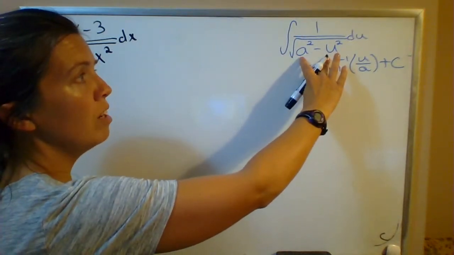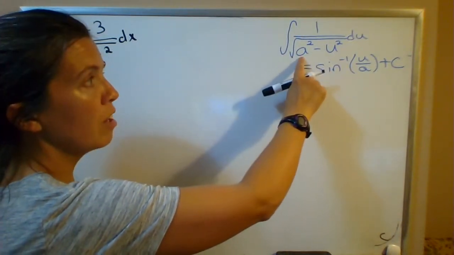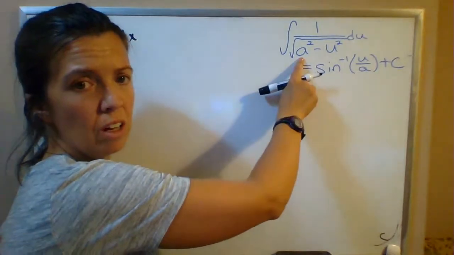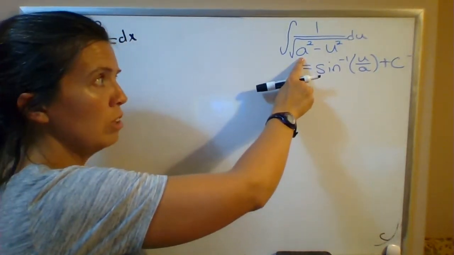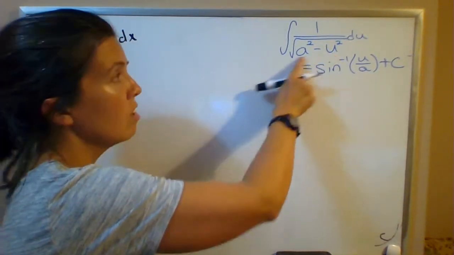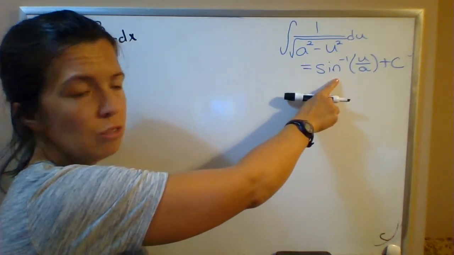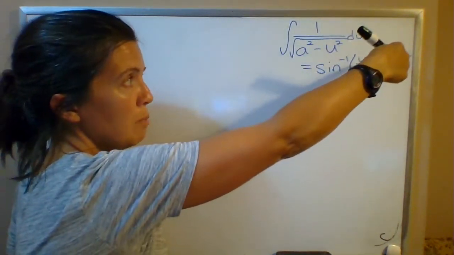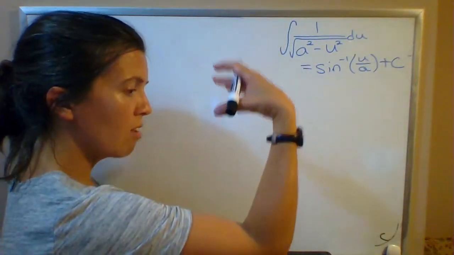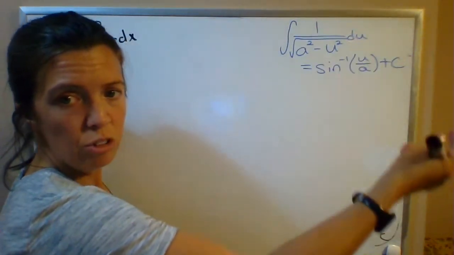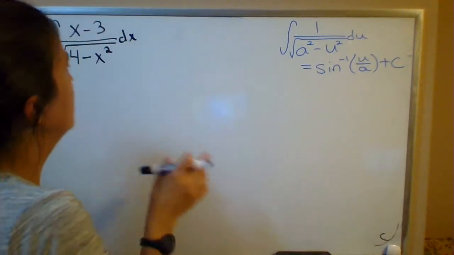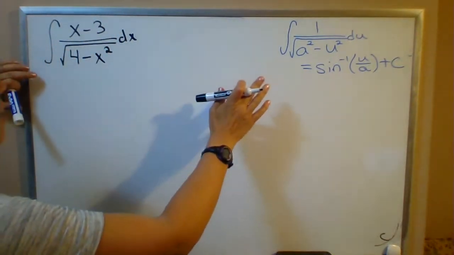What you should focus on is what's under the radical. If you have the constant first, because remember a is a constant in all these integration formulas and u is your expression of x, you should use the inverse sine integration formula. If you have the constant in the back, so expression of x minus a constant, then you should use the arc secant integration formula. Okay, so that's one thing.